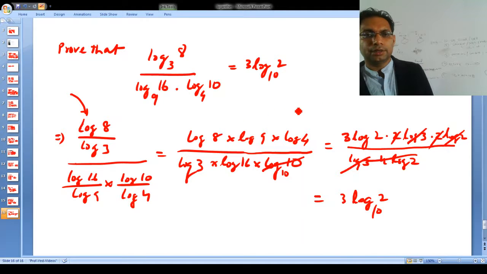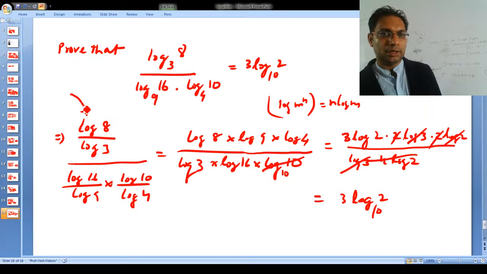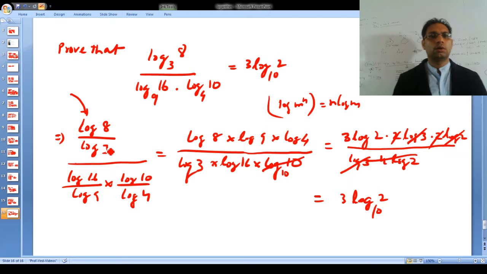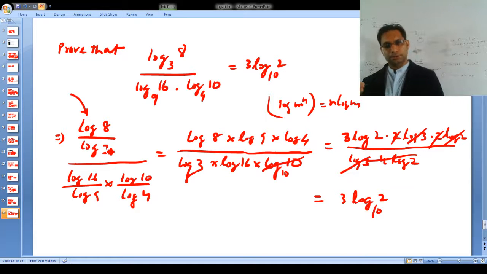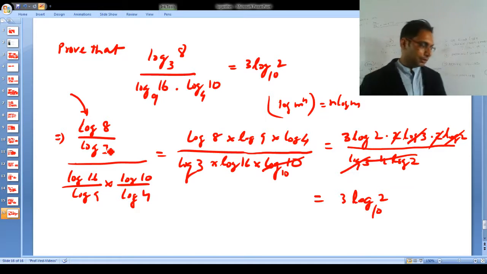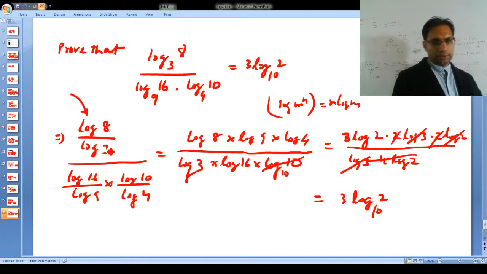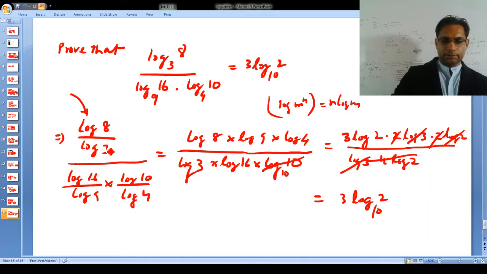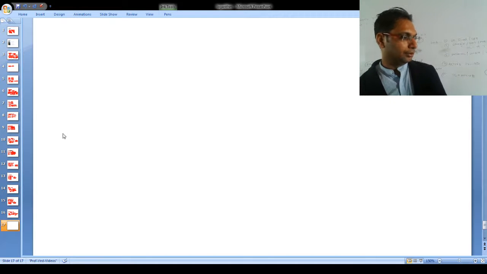Why? Because everywhere the same thing was there. What was that thing? Log m to the power n, we can write as n log m. This we already know. But what we used here mainly is this formula, which is log of a to the base b is equal to log of a divided by log of b. Alright? Sounds interesting. But let's do one more, and then we will appreciate it even further. One more, please. Let's see.